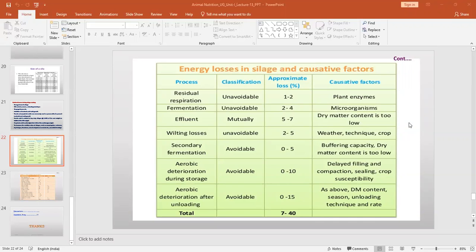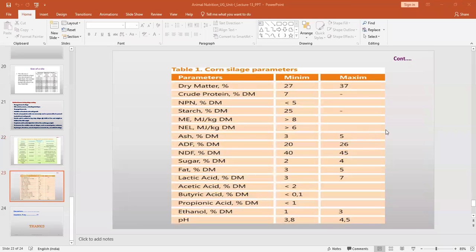So it depends on the different causative factors. If fewer causative factors are present, then less nutrient loss takes place. The more carelessly the silage is prepared, the more nutrient will be lost. So you should know the parameters, and how we can say that this silage is a good quality silage. Just remember some parameters to tell about the quality of the silage.